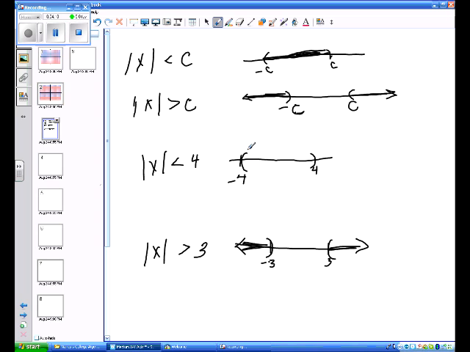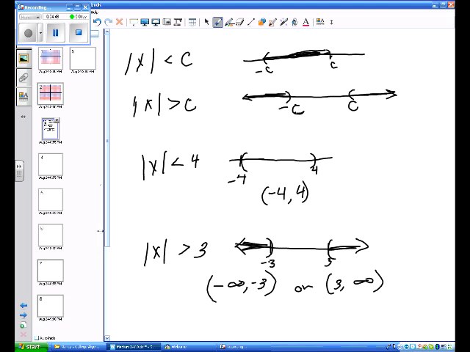The way we would write these in interval notation, this one would simply be the numbers between negative 4 and 4, which is very much like that. For here, we have to write it in two separate ones. This would be a union. It's this or this, and it can be here or here. And so it's going from negative infinity to negative 3, or it can go from 3 to positive infinity.